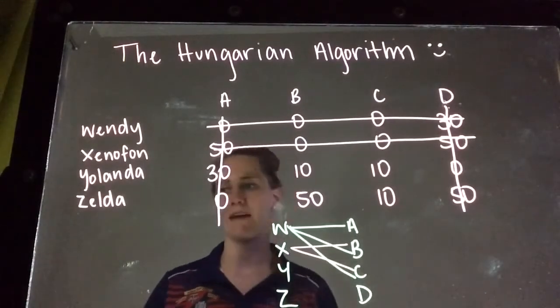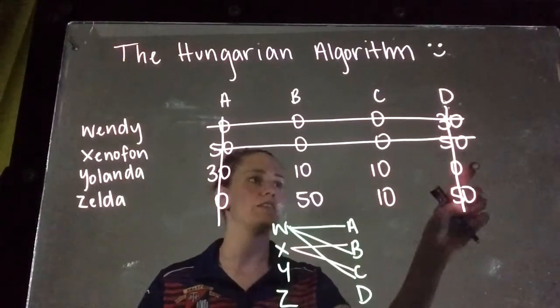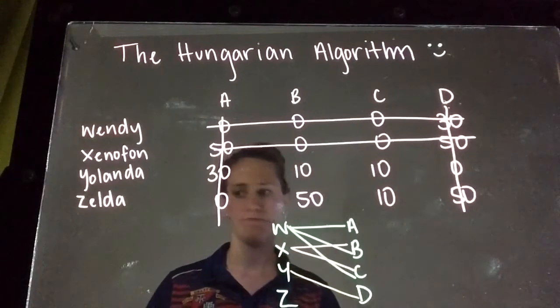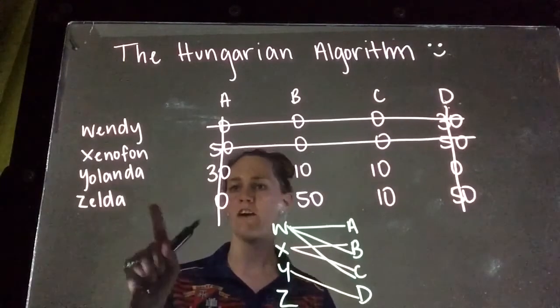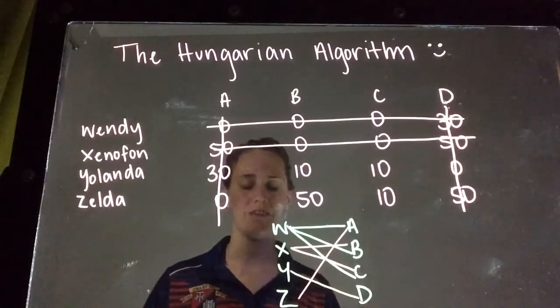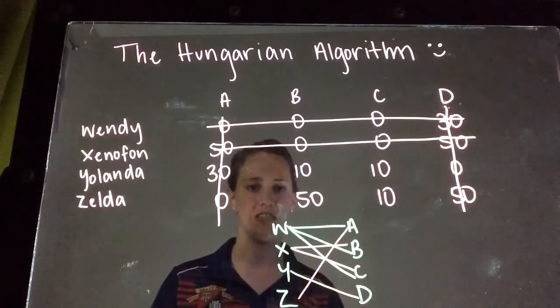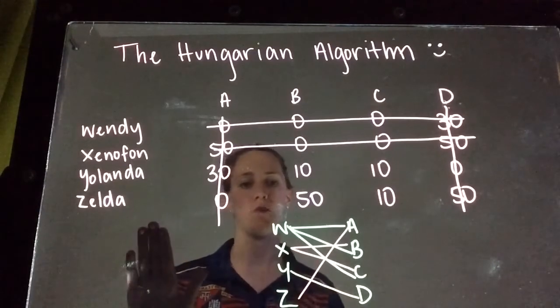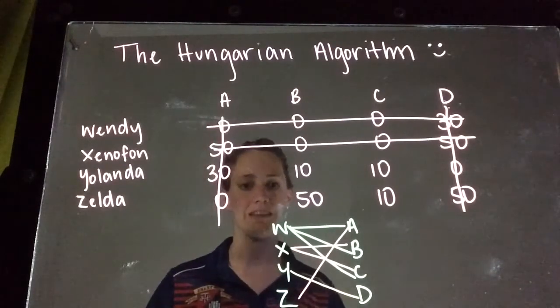When I have a look for my next row, Yolanda has a 0 for D. So she only has a relationship with D. And for Zelda, only has a relationship with A. Now what we've identified is the most efficient relationships in order to have the best operating time between these 4 workers and these 4 machines.